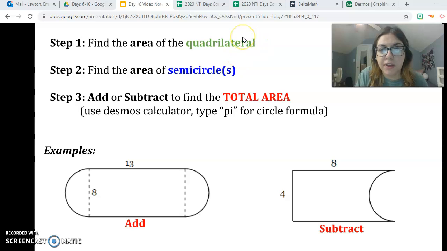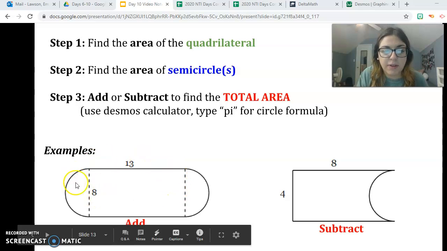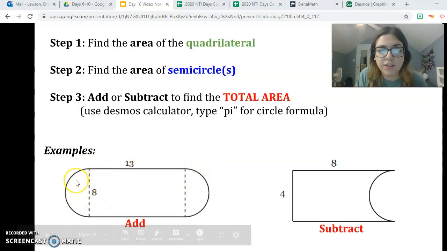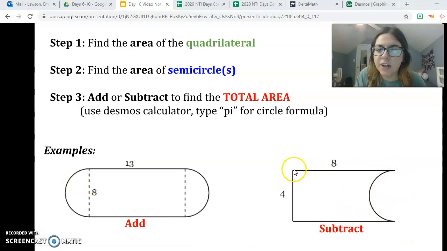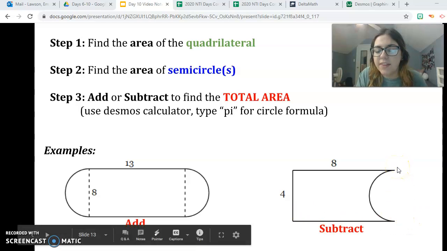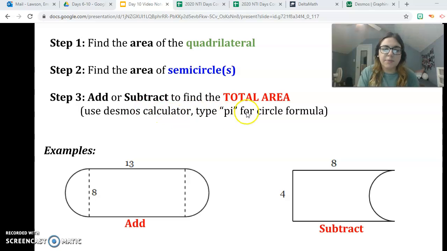So find the area of the quadrilateral, find the area of the semicircles, and then you have to add or subtract to find the total area. In this scenario, you're adding because you've got multiple pieces adding on to each other. In this example, you would be subtracting because here I have a rectangle. Then I would find the area of that semicircle and I would subtract it because it's missing from the whole piece. Whenever you're adding or subtracting, use the Desmos calculator and type pi in for the circle formula.